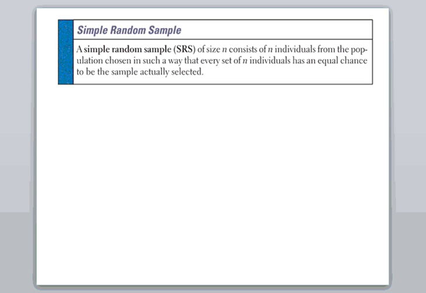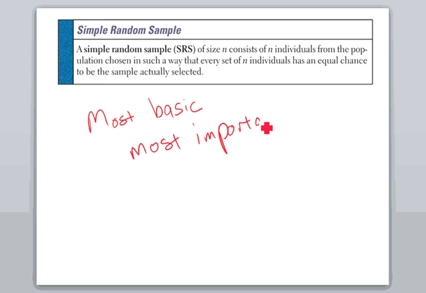For a simple random sample, the thing that we need to be concerned about here is that a simple random sample is the most basic kind of sample, but it's the most important. It's the simplest and most important. We're going to be working with how to answer questions that deal with random samples.